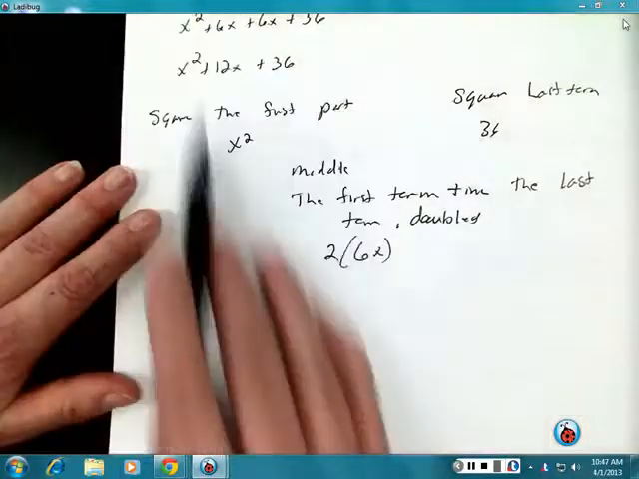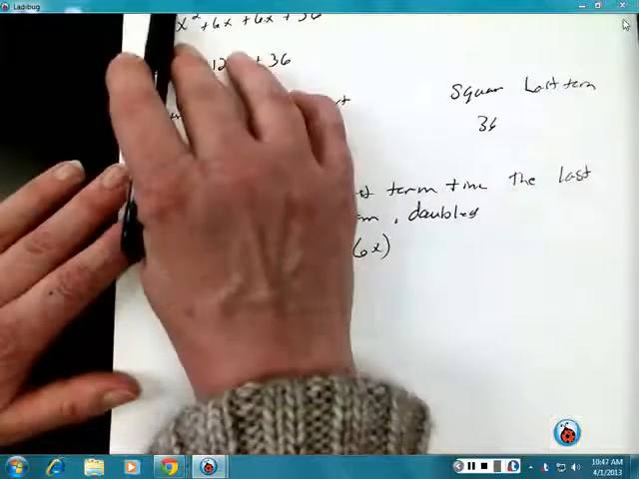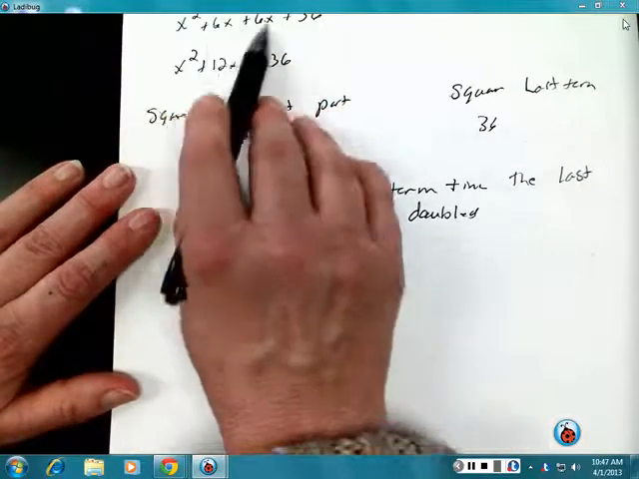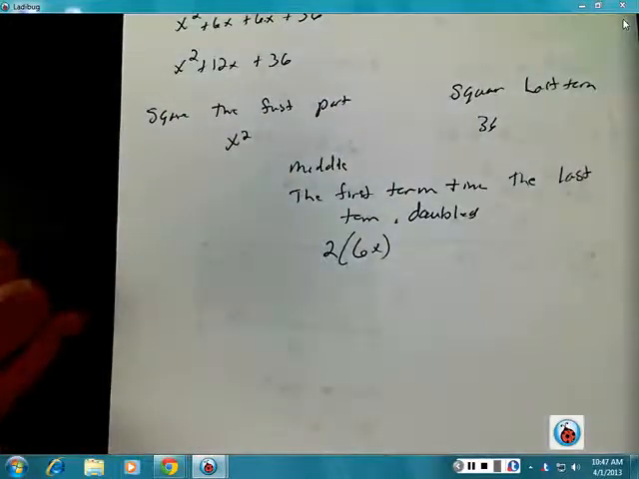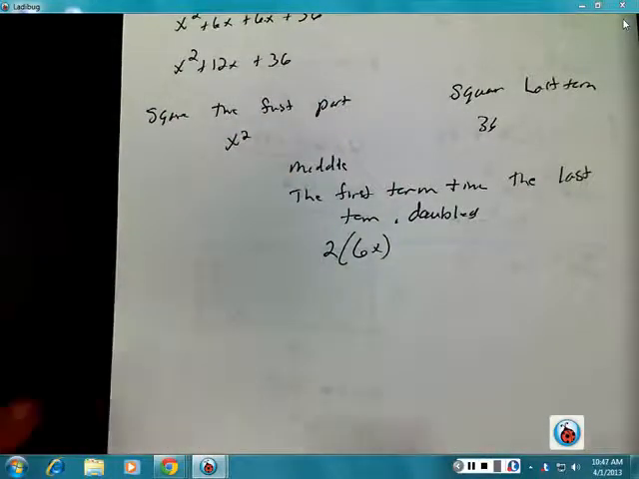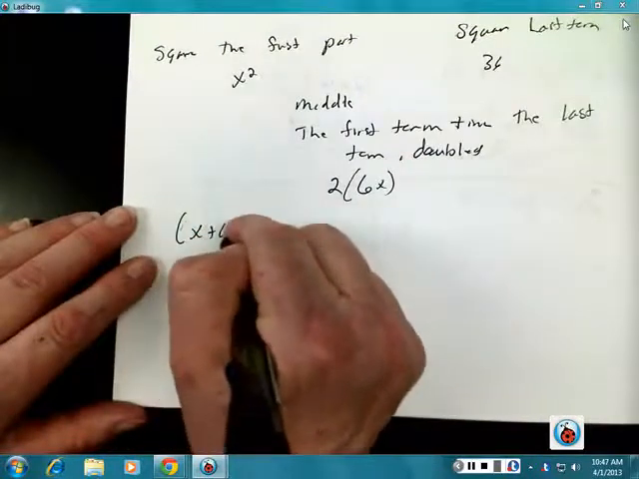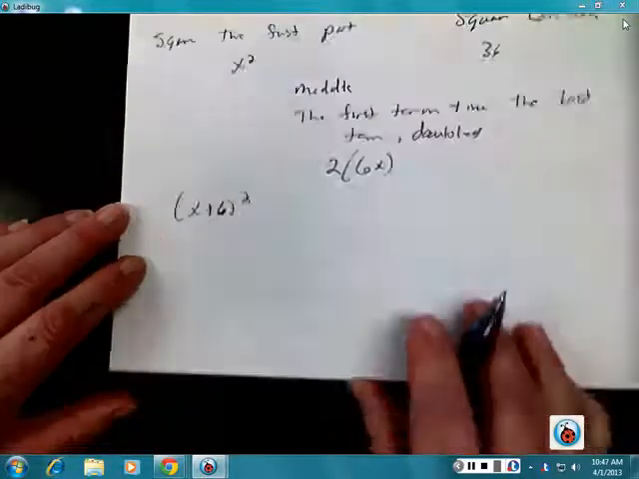x times x is x squared. 6 squared is 36. x times 6 is 6x, doubled, which gives me my middle term in there. So if you can remember that about those, that's one thing. Sometimes you see these also as x plus 6 with just a square outside of it.